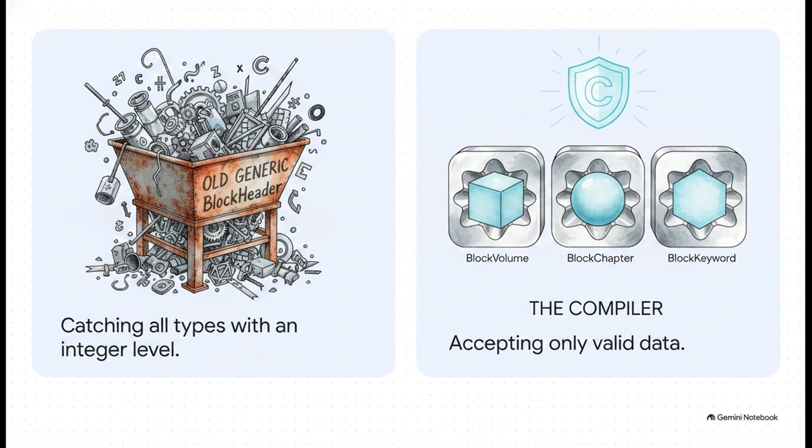By ripping out that generic block, we now get specific constructs like block volume, block chapter, and block keyword. Volumes and keywords implicitly sit at level 1 now, so there's no integer field for them at all. Every single constructor only accepts the exact data that is valid for its specific state. You literally cannot create a level 2 volume anymore. The compiler flat out won't let you.